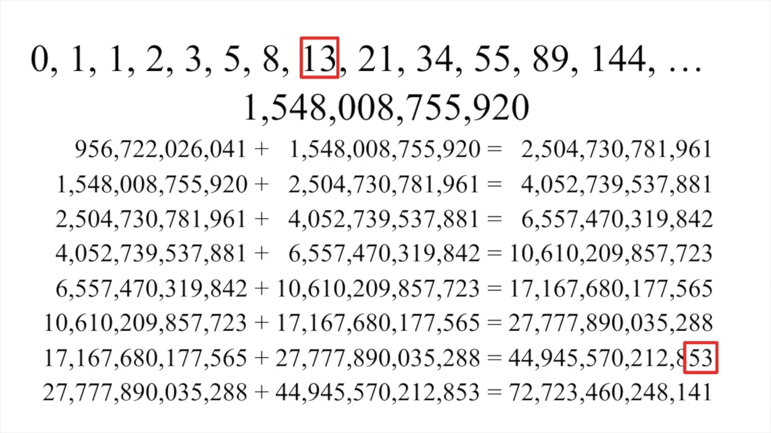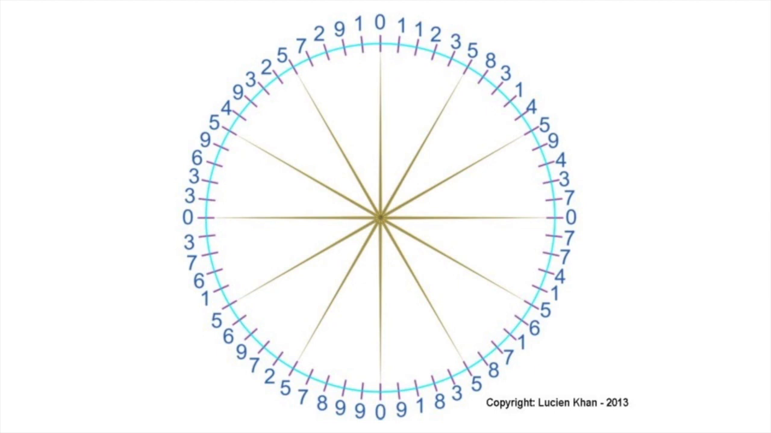But if we only pay attention to the last digit, we see that they both have the last digit of 3. And indeed, the next terms end in a 1, and so on. It turns out that this pattern keeps going forever. What you're seeing here is a wheel containing the full pattern of final digits in the Fibonacci sequence. You can see that the beginning of the wheel is the part that we've already seen: 0, 1, 1, 2, 3, 5, 8, 3, 1. But the wheel continues on. And it turns out, every 60 Fibonacci numbers, the pattern of final digits will repeat.